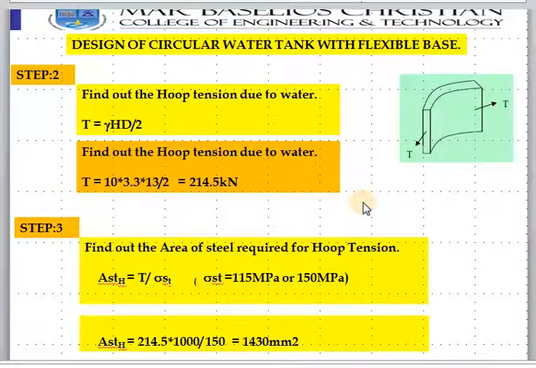So once you have got the hoop tension, the next step is to find out the area of reinforcement. It is as simple as that. Because we know that force is stress into area, that is AST into sigma ST is T. Therefore AST, area of steel, is equal to T by sigma ST. So sigma ST we can use 115 or 150.